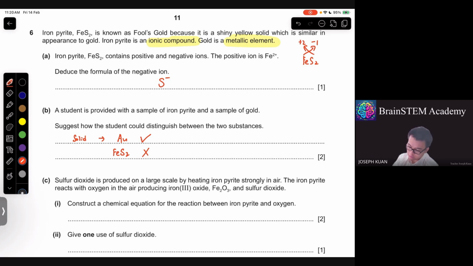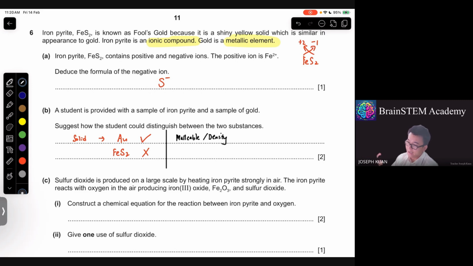Now, other answers include, of course, thinking about metallic property compared to an ionic property, such as malleability. Our gold will be more malleable. Iron pyrite will not be malleable. Maybe talk about the density as well. Density will be greater since gold is very dense.